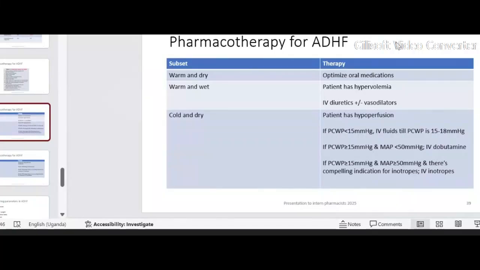Okay? Read about what preload is, read about what afterload is. In a cardiac setting, you need to know those words. What preload is and afterload. I won't go into that now.